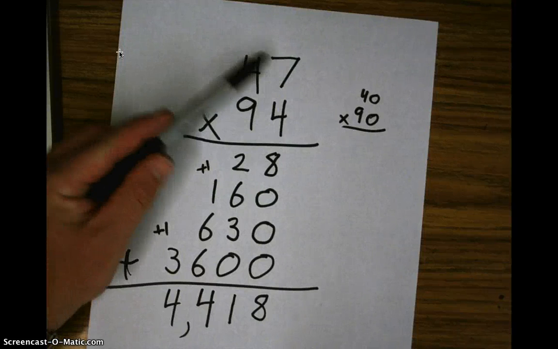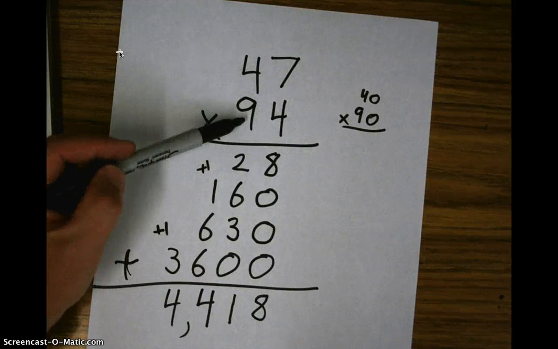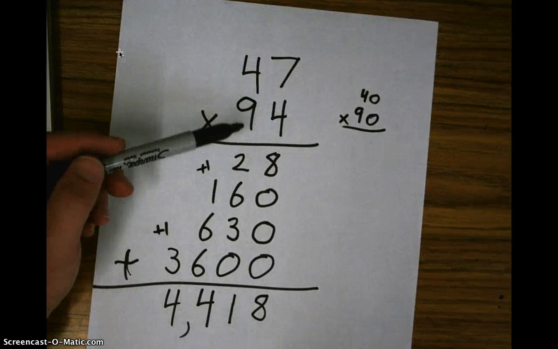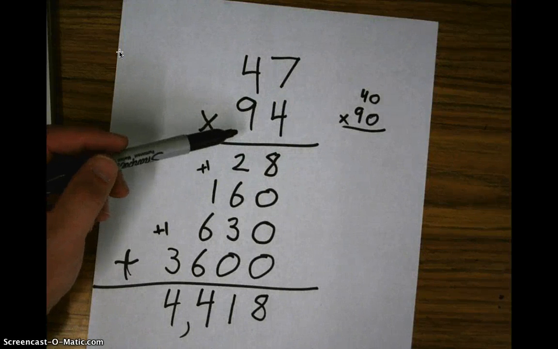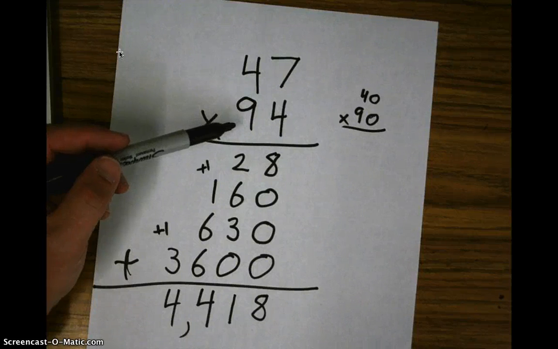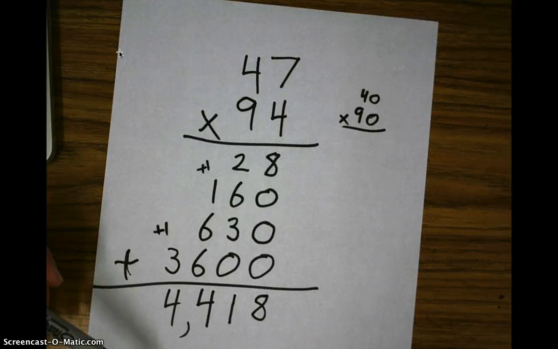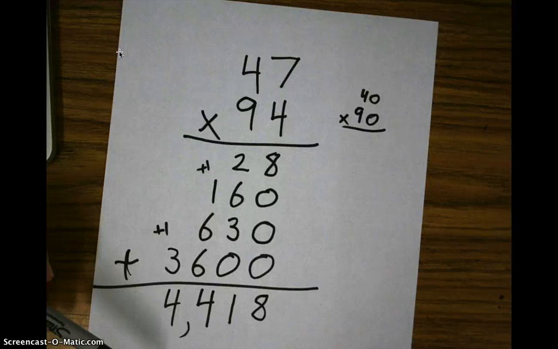And you can check to see if that's a reasonable estimate. So this would round to 50. This would round to 100. 50 times 100 gives you 5,000, right? Yeah, 5,000. And 4,418 is pretty darn close. So that would be a reasonable answer, not out of reasonable range.